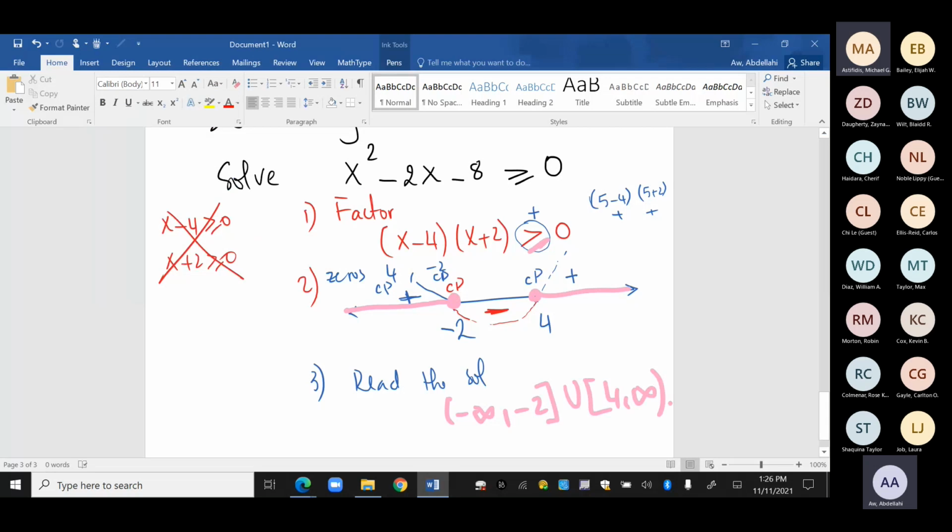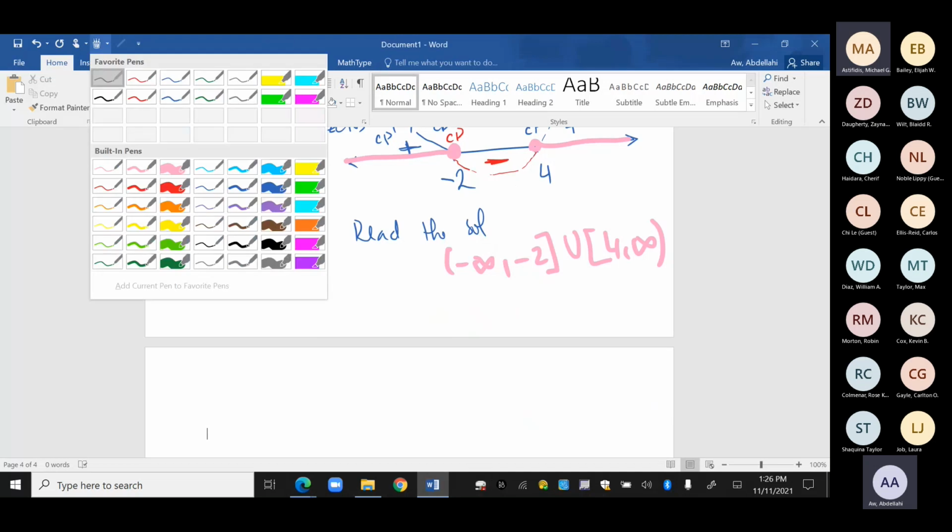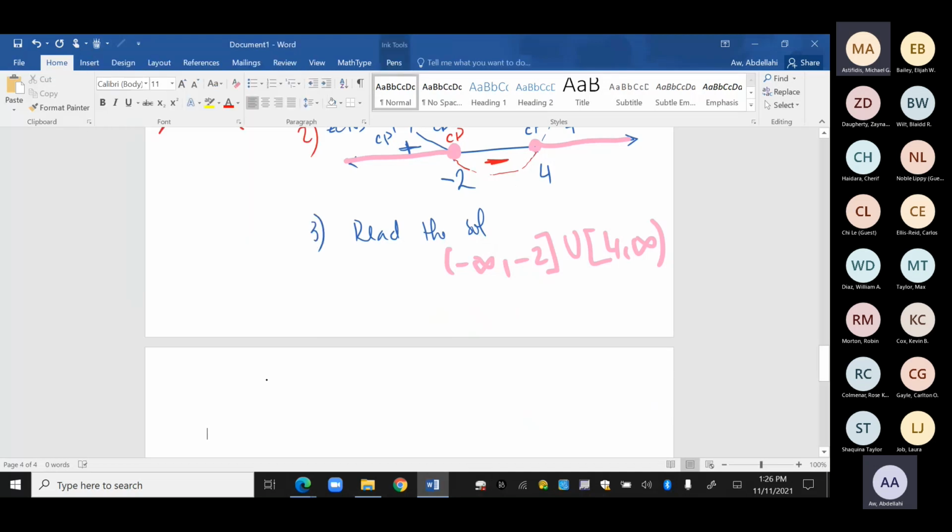Do you see how little calculation we have here? Do you see that? Almost no calculation. The only calculation we did here is to factor, right? This was it. This is how we solve a quadratic inequality. Let me give you another one here.